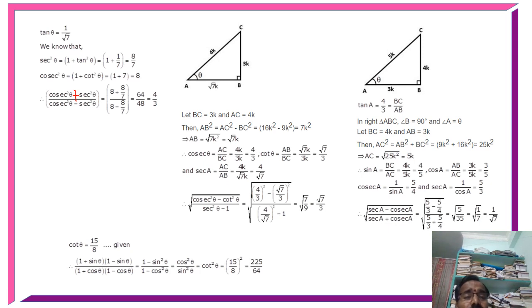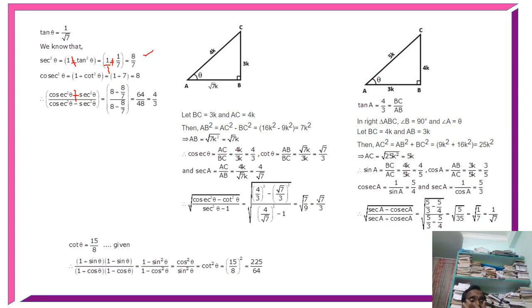So if you apply the Pythagoras theorem, or else we can apply the identity here. Secant square theta we can write as 1 plus tan square theta. So already tan theta is given as 1 by root 7. If you apply the square, 1 square is 1, root 7 square is 7. If you take the LCM over here, 7 is the LCM. 7 plus 1, 7 into 1, 7 plus 1, 8 by 7.